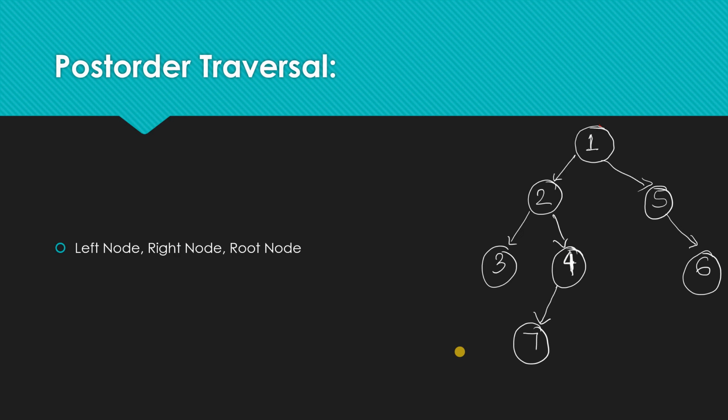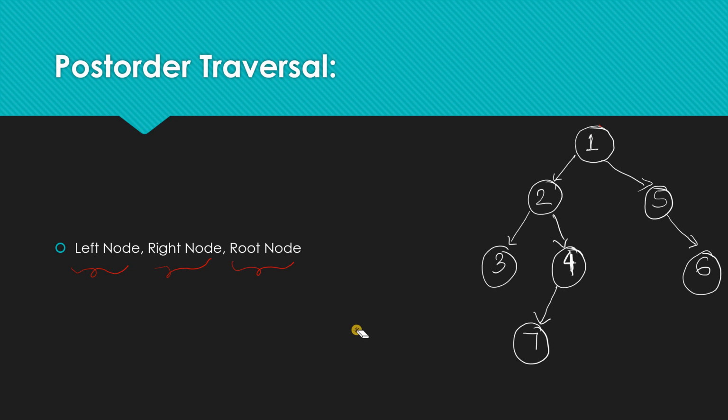First let's write the post-order traversal for this tree. I have already explained it in my previous video on binary tree traversal, so let's revisit what we learned in that video. What does the post-order traversal say? First we have to explore the left side of the particular node, then we explore the right side of the node, and then we explore that particular node.